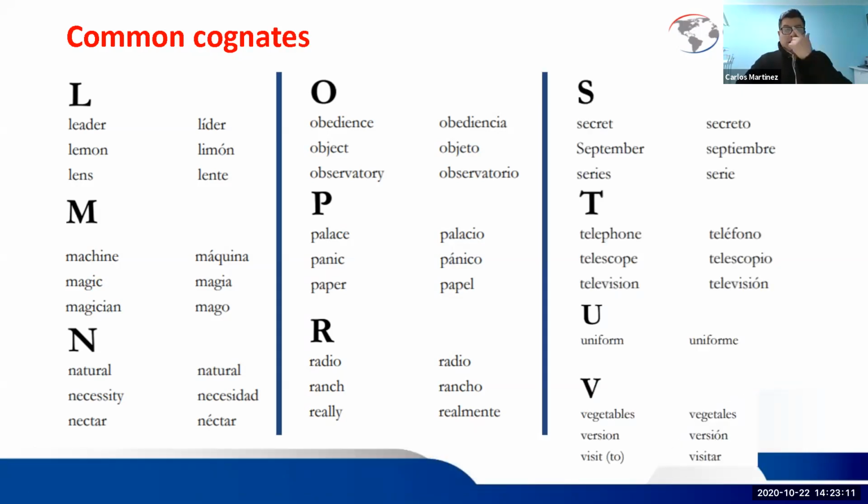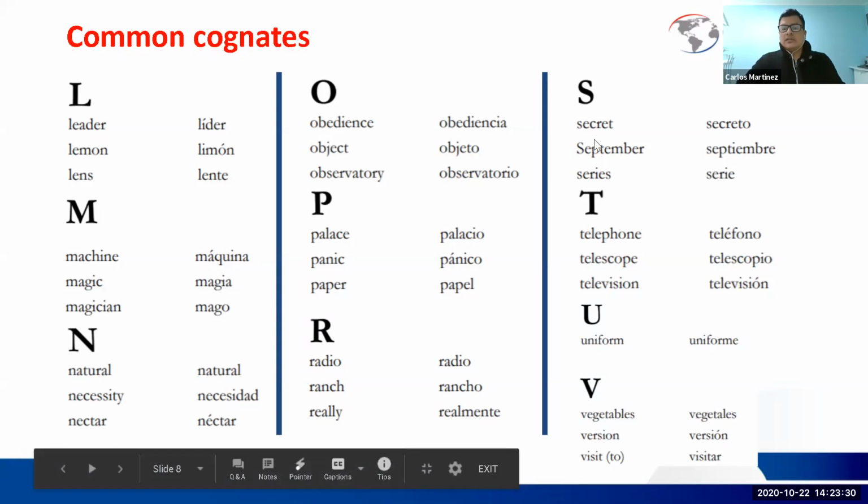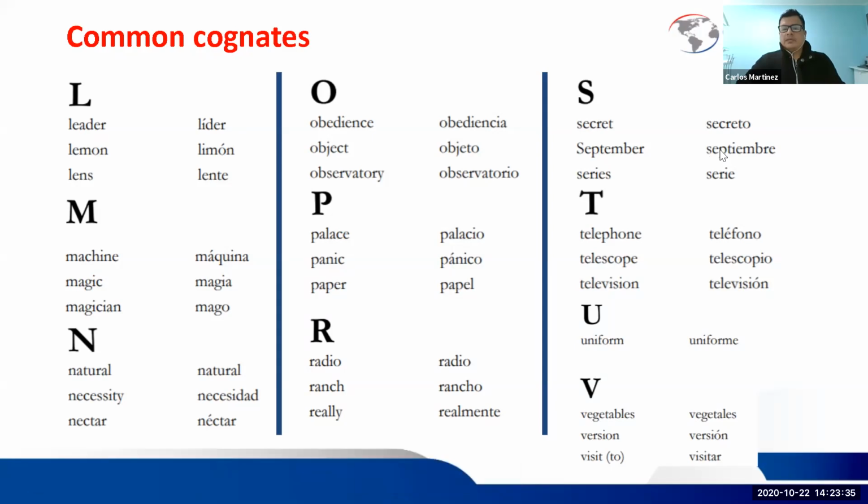Okay, if you don't see the letters that are missing, it's because there are few or almost no cognates. So you can see L, M, N, O, P, there are no Q, R, S, T, U, V, no W, no Y, and no Z. There are some, but they're not so common as the ones here. For example, secret, secreto. September, septiembre. Note the spelling also, English capital S, Spanish lowercase s.